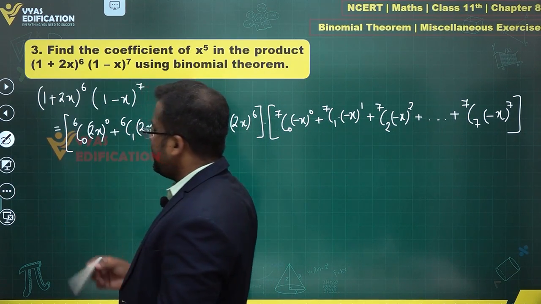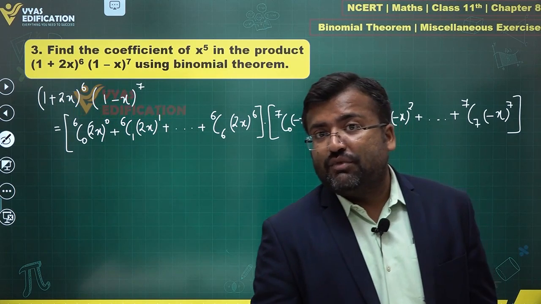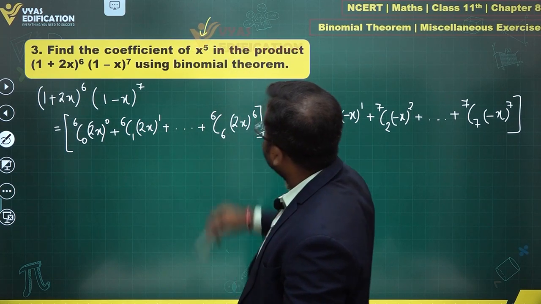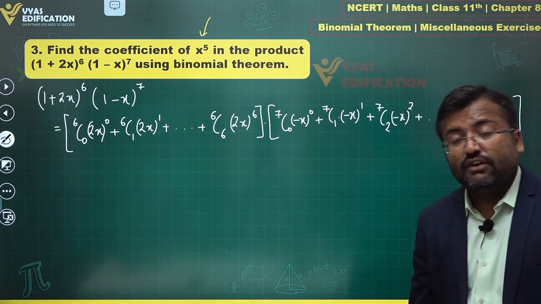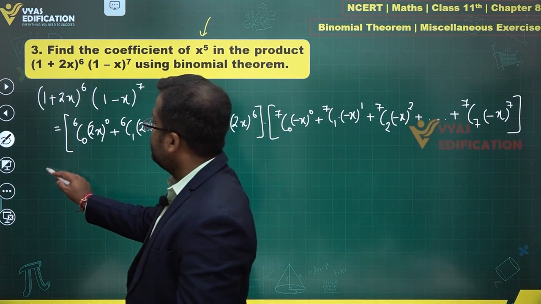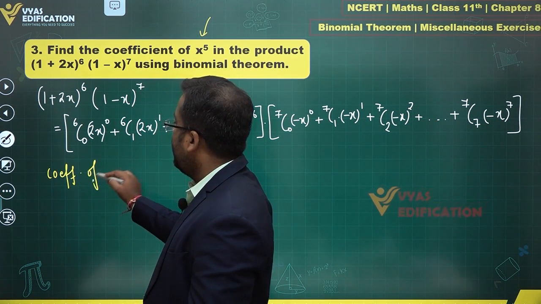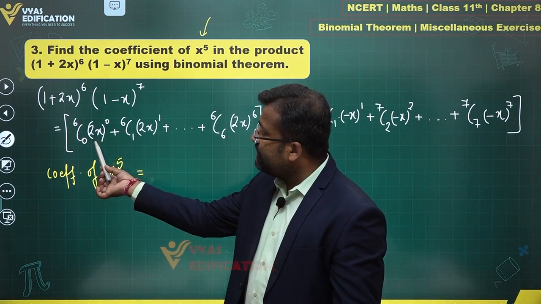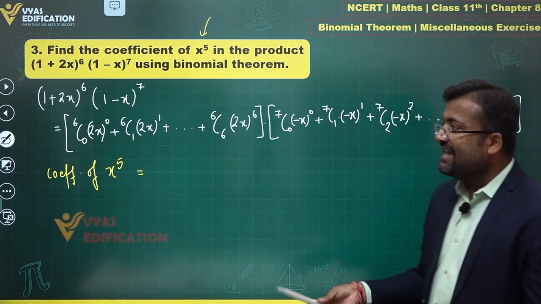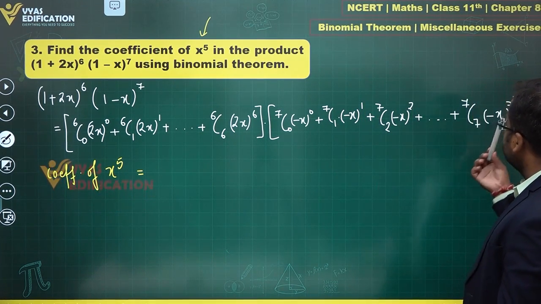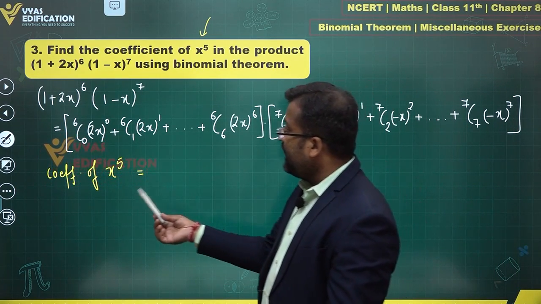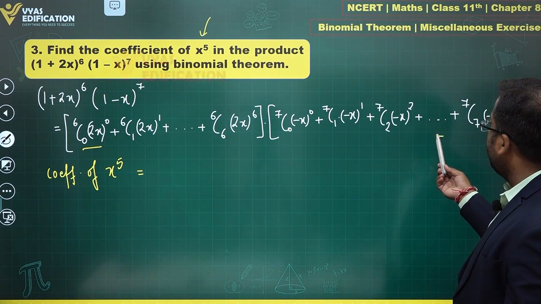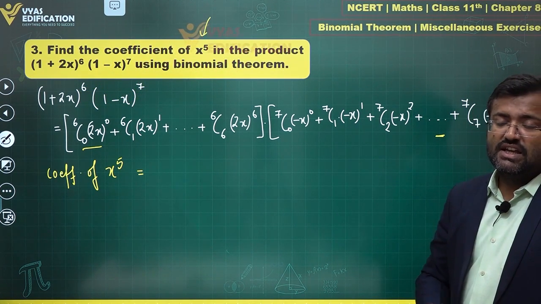We'll have different powers of x over there. Which of these terms will have x power 5? We are only concerned with x power 5, so let's focus on finding the coefficient of x power 5 in this product. How will you get x power 5 over here? You see the power of x starts from 0 and goes up to 6. The power of x starts from 0 and goes up to 7. So for getting x power 5, the term having x power 0 should get multiplied with some term over here having x power 5. Yes, and that's the key.